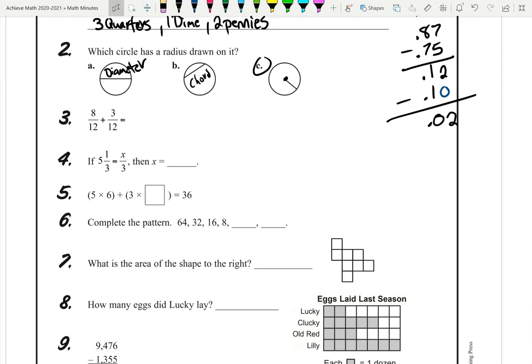Number 3, they have the same denominator, so I'm going to add the two top numbers together, and I get the sum of 11/12. Number 4 is asking what's the numerator if I rewrite it without a mixed number. So I'm going to have to multiply the whole number by the denominator, and add it to the numerator. 5 times 3 is 15, plus 1 is going to be 16. The way this works is 5 1/3 is equal to 16 divided by 3.